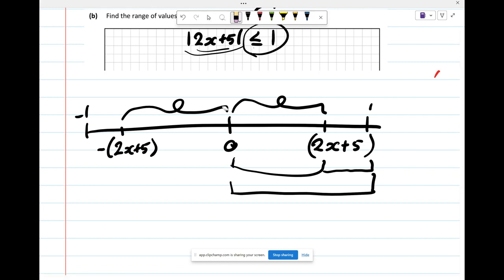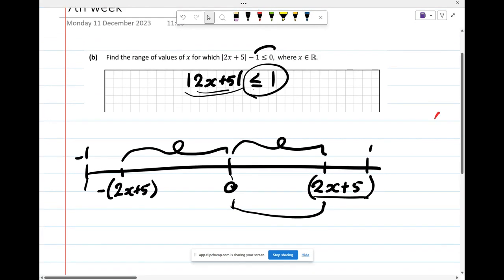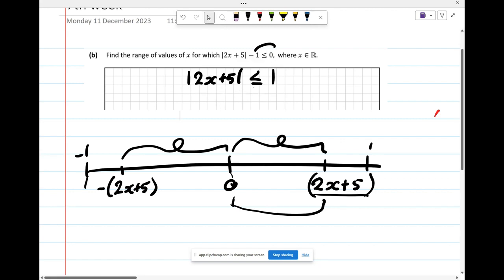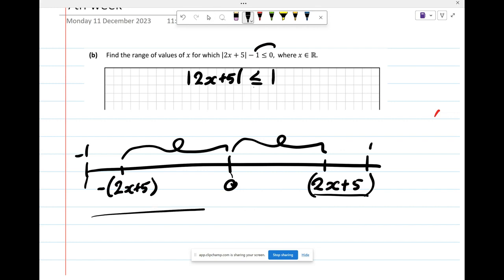So basically, this is what it's going to look like visually. So 2x plus 5 is going to be somewhere between 0 and 1, and minus 2x plus 5 is going to be somewhere between minus 1 and 0. And basically, all that can be represented just in one line of maths, and that's why the absolute value is useful. But the reason I'm showing you this is because this lets us rewrite this up here into an easier inequality.